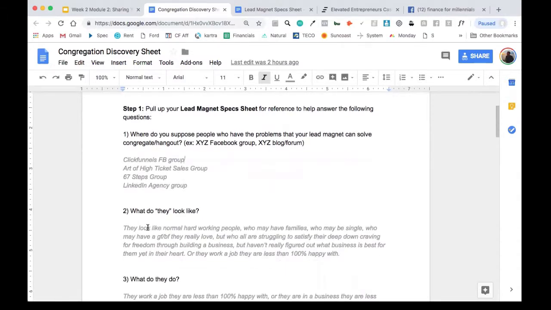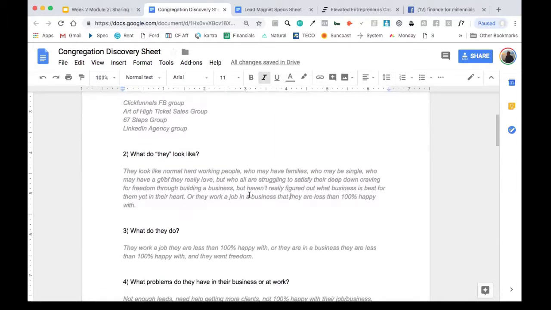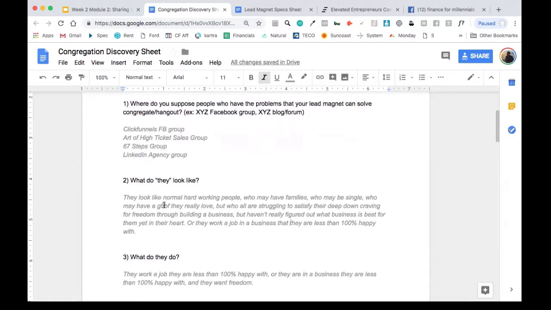And for us personally, what I came up with is that they look like normal, hardworking people, right? People who may have families, who may be single, who may have a girlfriend or boyfriend they really love, but they're really all driven by freedom deep down, and really want to create that freedom through building a business. And most of these people haven't figured out what business is best for them yet. And they're probably working in a job or in a business that they're less than 100% happy with. So that's what I come up with for this. And what you come up with, again, there's no wrong answers. This is just to simply dig deep.